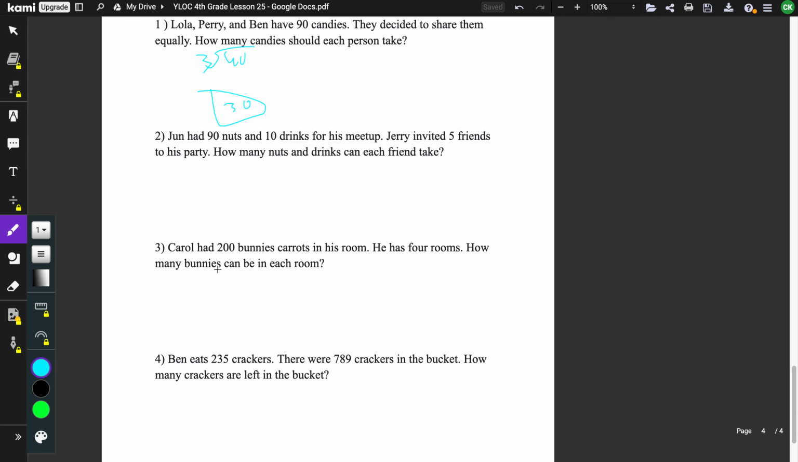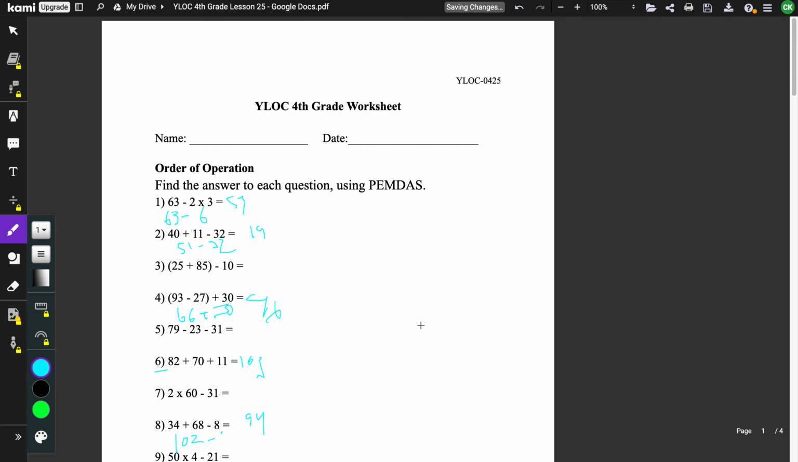Moving on, we're going to do number 3 as the last one. Carol had 200 bunny carrots in his room. He has 4 rooms. How many bunnies can he have in each room? Which is easy. 4 rooms and there's 200 bunnies. So when we want to give them equally, 200 divided by 4, so it would be 50. So how many bunnies? 50 bunnies in each room. And yeah, that's basically how you do this.